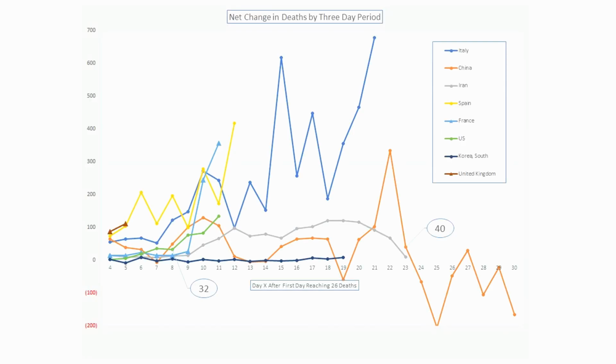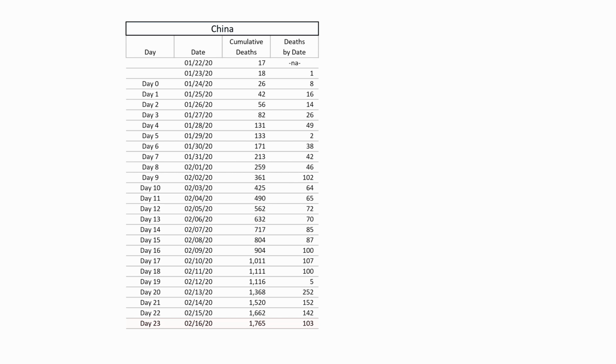Okay, back to explaining the value given by the chart for China on day 23. Day 23 for China was February 16th. On the 16th, China suffered 103 deaths, which brought their total death toll to 1,765. We'll compare the deaths over two 3-day periods to determine the chart value for day 23.